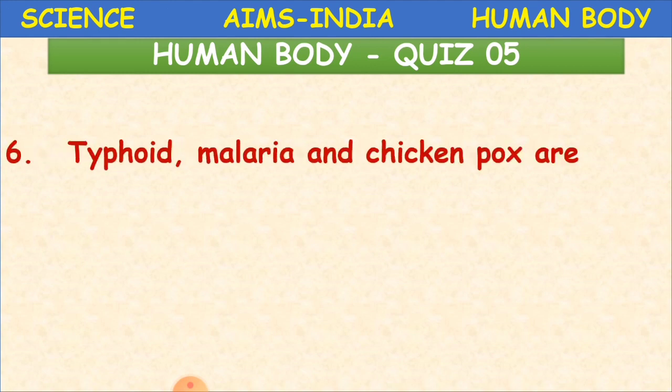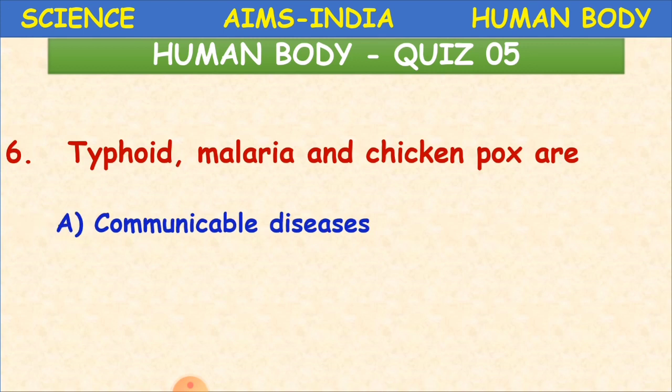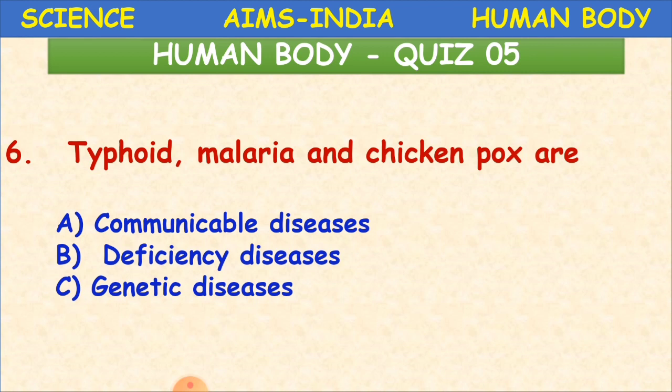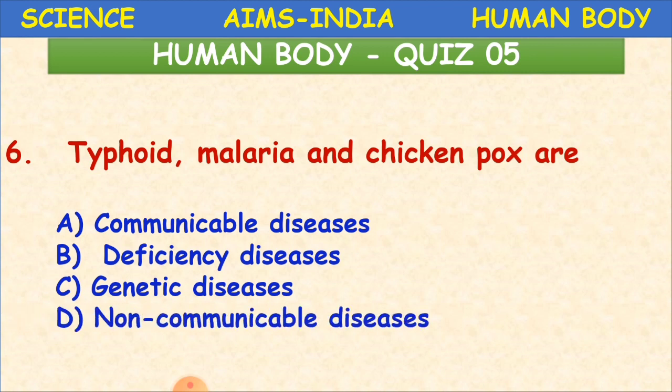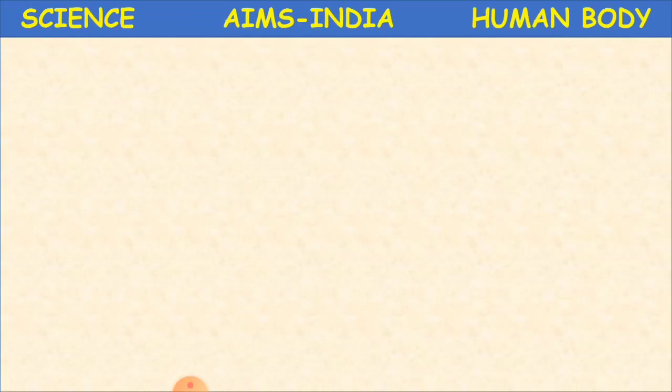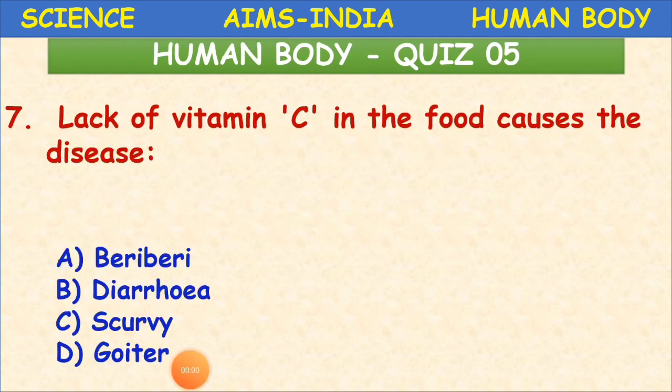The next question, typhoid, malaria and chicken pox are, okay, communicable disease, deficiency disease, genetic diseases and non-communicable diseases. So which type of diseases are typhoid, malaria and chicken pox? They are communicable diseases. That is, they are going to spread from one person to other person. Okay, children, clear?